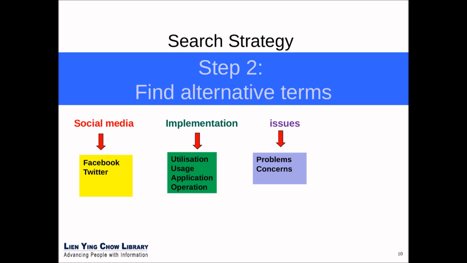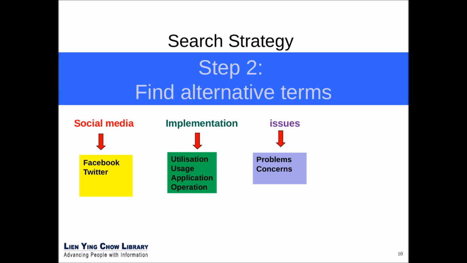In step 2, you are required to find alternative terms for these keywords. This means to find words of similar meaning. For example, the alternative terms for social media are Facebook and Twitter. The alternative terms for implementation are utilization, usage, application, and operation. The alternative terms for issues are problems and concerns.